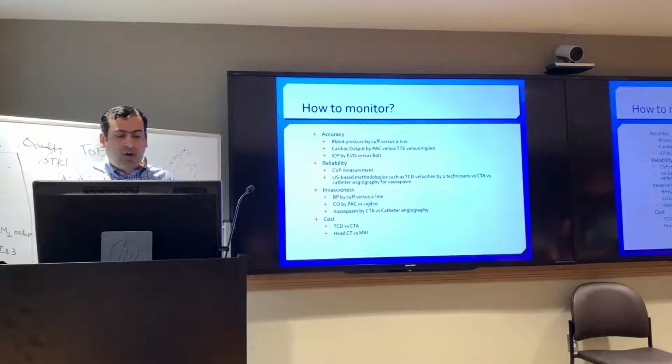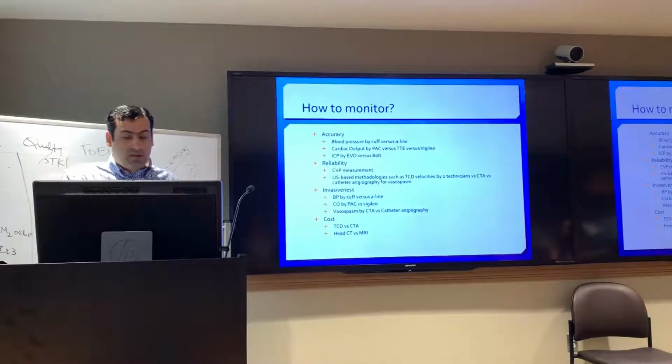And a lot of ultrasound-based methodologies, almost all of them have a reliability issue. We have two techs come and examine the same stable patient over 2 days with TCD, and they get numbers that are like 200% different from each other. There's nothing wrong with the machine or either of the techs. It's just an ultrasound-based technique.